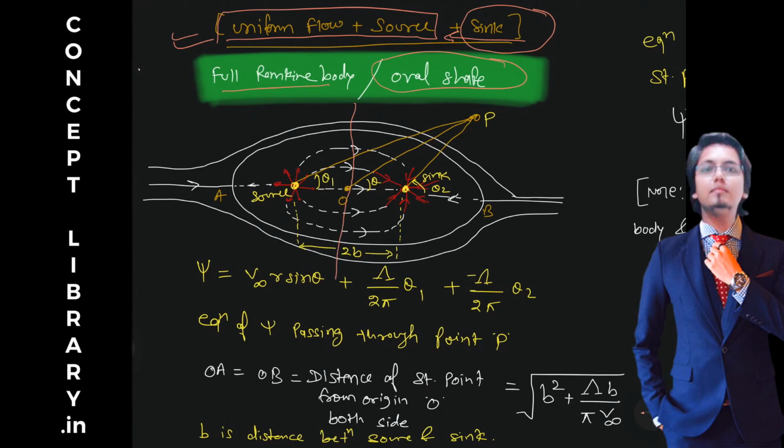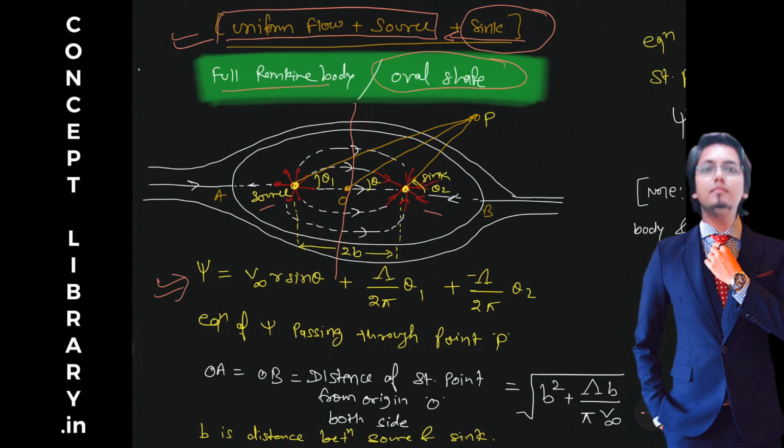So you see, source I'm keeping here and sink I'm keeping here, and they are at a certain distance, and that distance is not very small, as it used to be in the case of doublet. Okay, doublet is the next and upcoming flow. So now for this, how to find the psi value? Again, it is very easy.